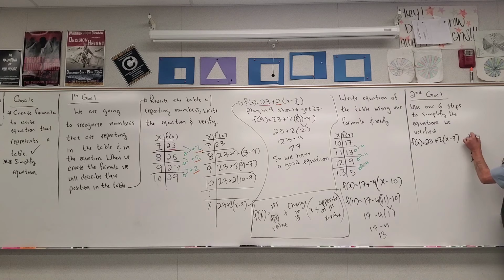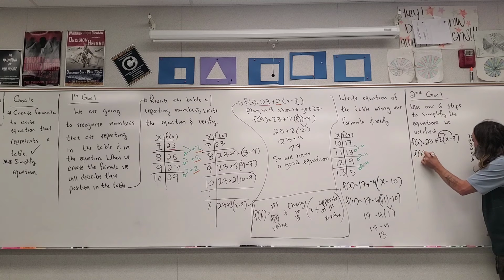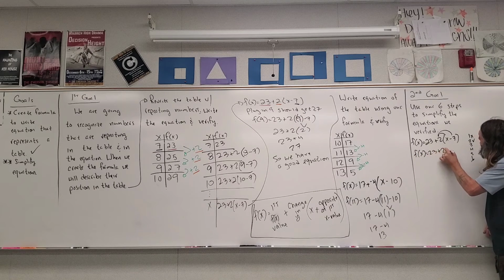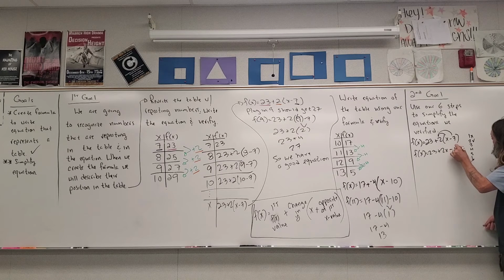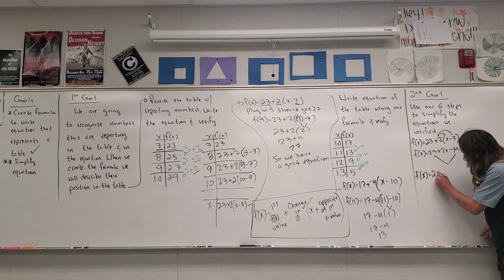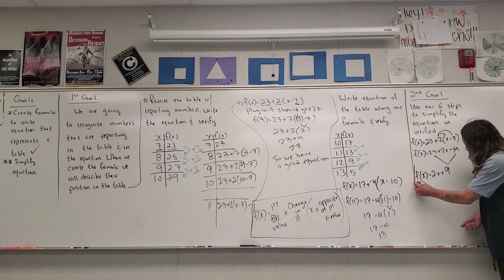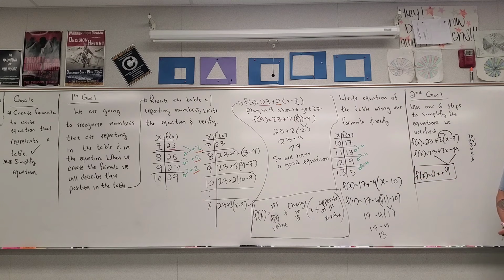Do I have fractions? No. Can I distribute? Yes. So now we get f of x equals 23 plus 2x. Positive 2 and negative 7 gets me to minus 14. All right. Can I combine like terms? Yes, I can. 23 minus 14 is going to take us to, oh no, I have to do some math here, that's 9. So now we're going to get f of x is equal to 2x plus 9. So that is going to be the simplified version of our first equation.